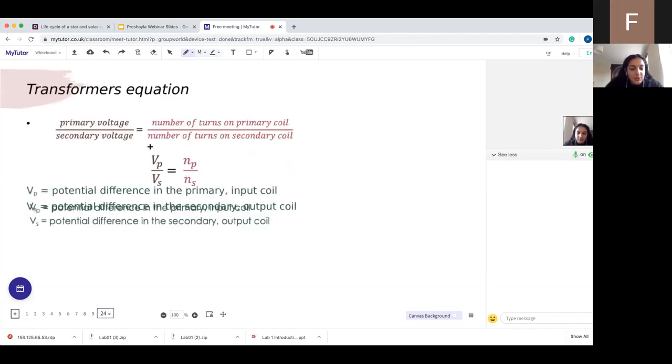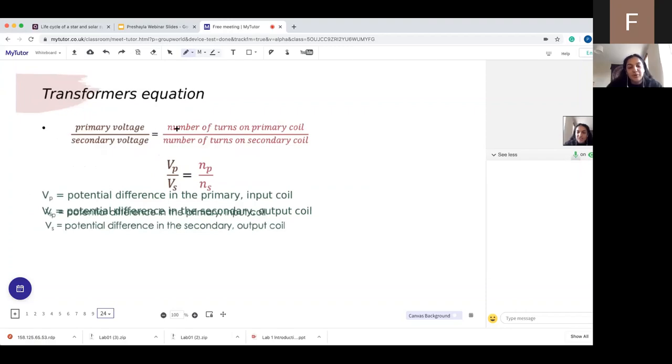We looked at the transformer equation, which is primary voltage input over secondary voltage output, is the same ratio as the number of turns on the primary coil divided by the number of turns on the secondary coil. So we can work out one of these four values by knowing the other three, and remembering to practice our rearrangement of that equation.